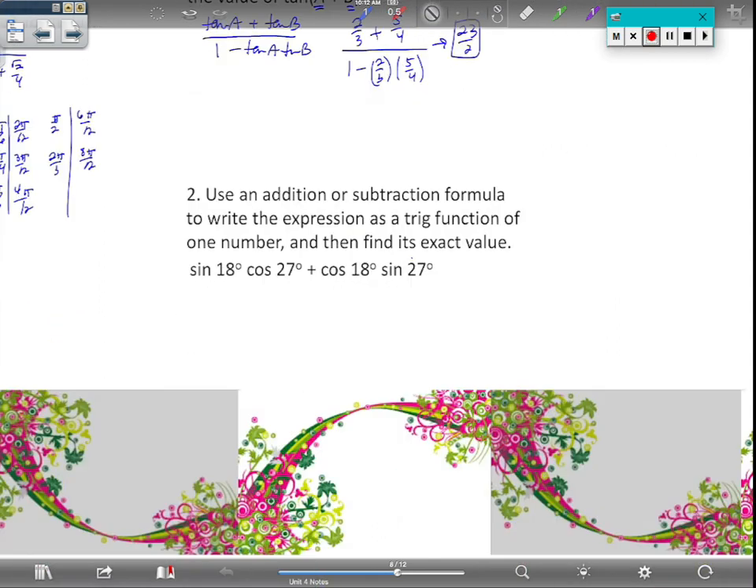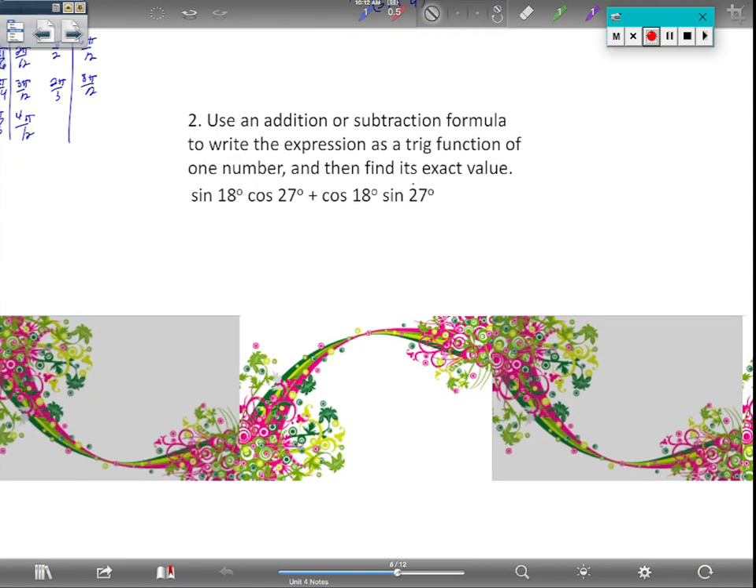So let's look at number 2. This one is a little bit counterintuitive, I guess. We're actually going to be going backwards. So notice that I've got sine and cosine mixed, and I have a plus. Which one of the trig functions, addition or subtraction identities? That's sine addition, right? So we know what it is. It's sine addition. So let's write that out.